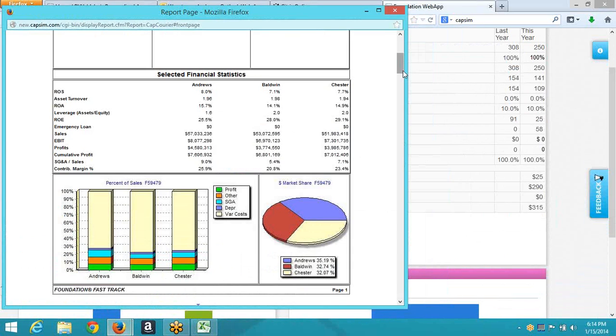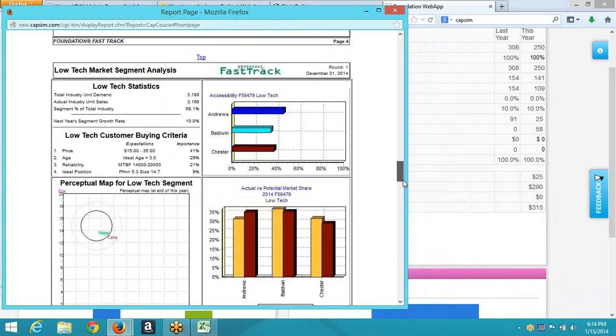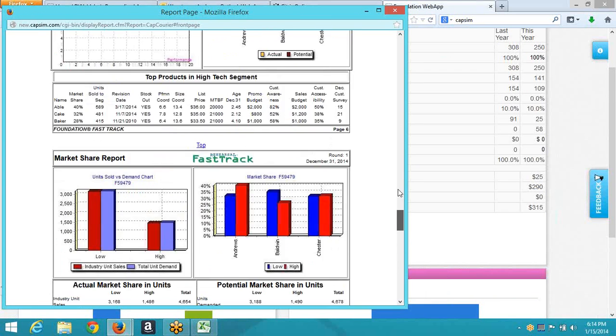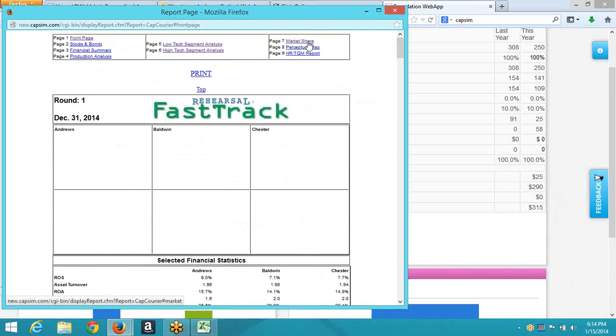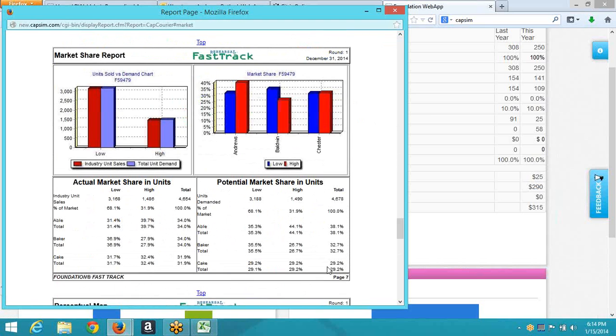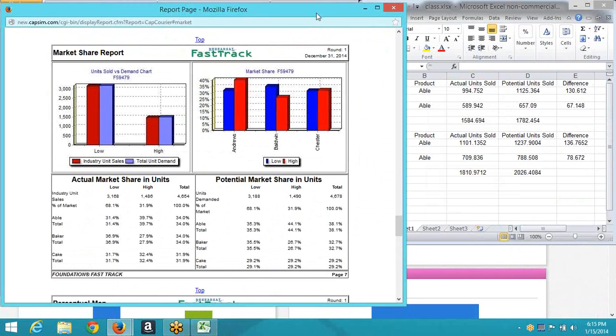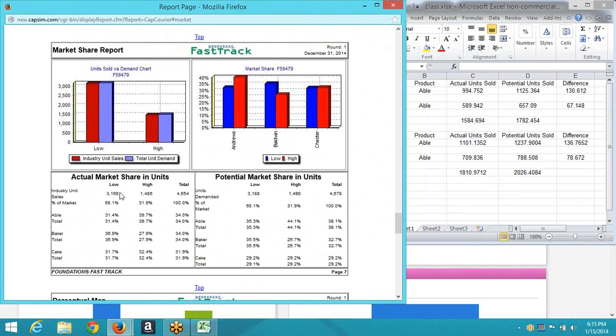So I'm going to go back to my fast track and look at my market share report. If you can't find it, just go to the top. It says market share on page 7. You can click on that, and it will immediately bring you down to the market share report. This will tell you what your market share was last round. Last round I competed and sold 31.4% of the low-tech market, and I sold 39.7% of the high-tech market.